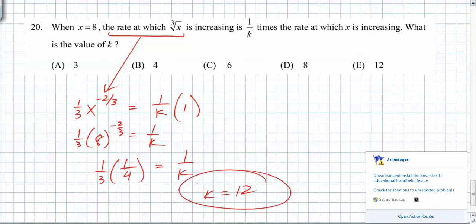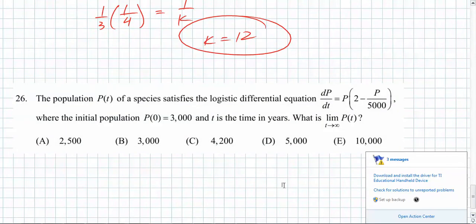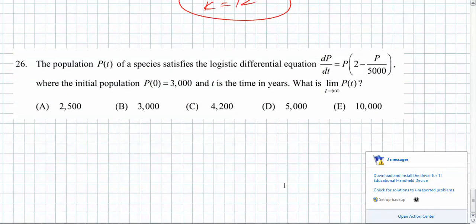12. Cool. Population of a satisfies a logistic differential equation, so it's one of those S-curve kind of things, where the initial population P of 0 is 3,000, and t is the time in years. What is the limit as P goes to infinity here? So basically, it's asking for what's the term they're looking for? It's a population. As time goes on, what's the carrying capacity? Exactly, the carrying capacity. So how do you figure out what the carrying capacity is?